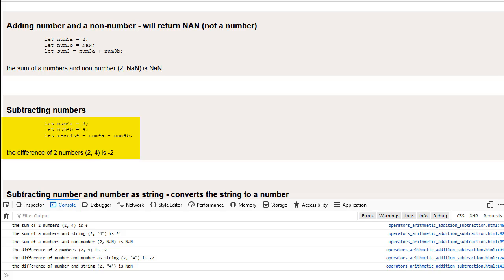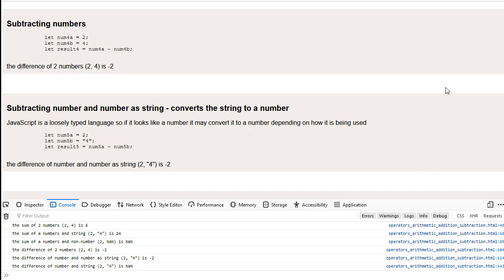The next example is subtraction. So here we have num4a equals 2, num4b equals 4. If we subtract them, we can see that we're getting a negative number. And we can also see that in the console here.